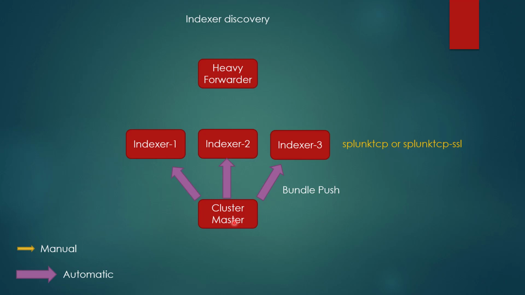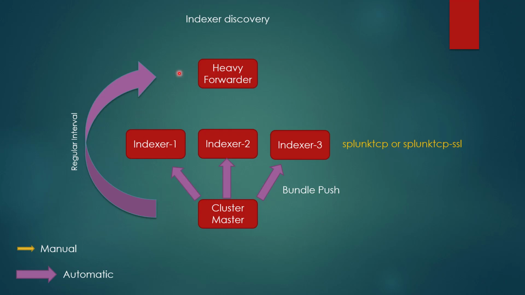So in indexer discovery, once it has that, the heavy forwarder polls the cluster master at a regular interval and gets the list of peers with their port details. In this approach, if a new indexer or peer joins, the heavy forwarder will have the information of that peer and its receiving port as well. So it does not need to define those peers explicitly. This is nothing but the indexer discovery method.